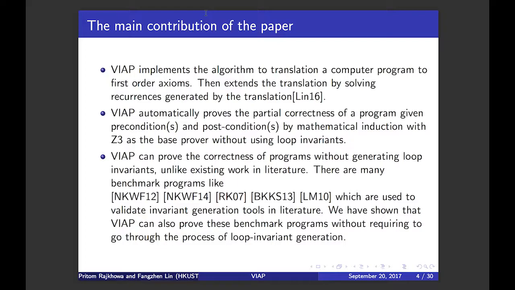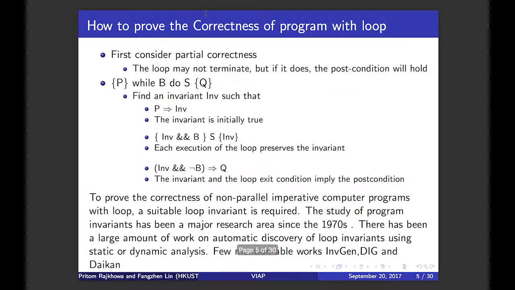And we validate this claim by showing that VIAP can successfully prove a set of benchmark programs used by the loop invariant generation tools in the literature for validation, without requiring the generation of those loop invariants. And VIAP is a fully automated tool which points to a new way of proving properties about programs.